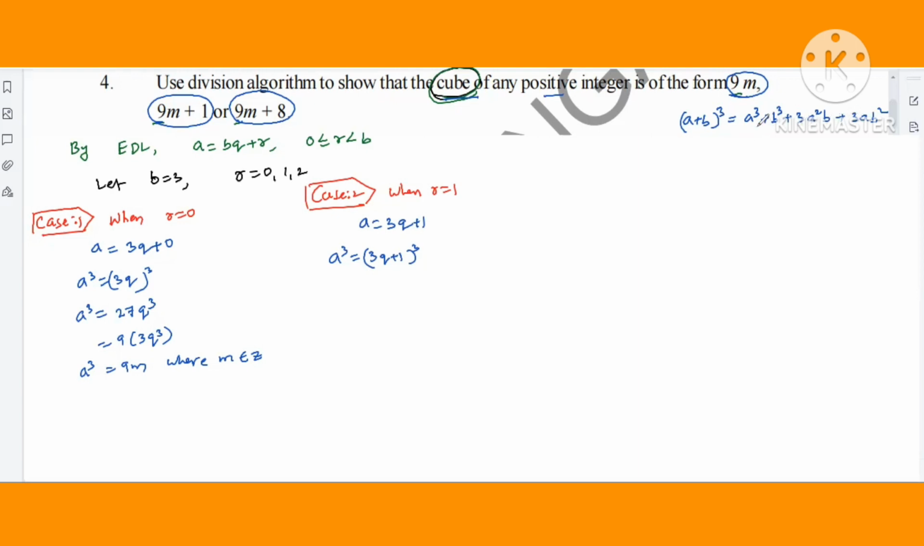Here we get 4 terms: a cube plus b cube plus 3a square b plus 3ab square. So here a cube, what is a cube? (3q) whole cube, plus b cube, (1) whole cube, 1 cube, plus 3a square, a means here 3q, square, whole square into b. b is 1.